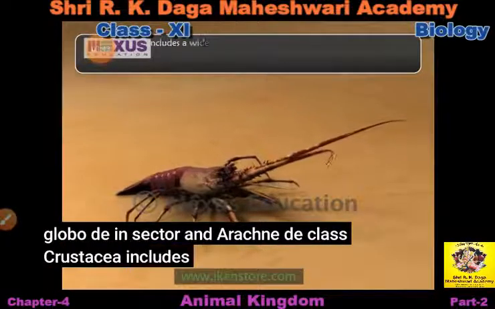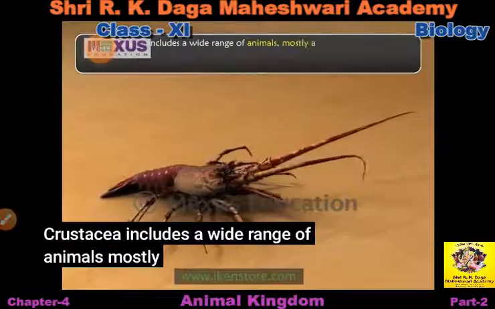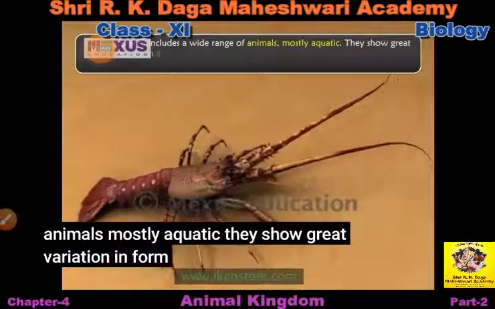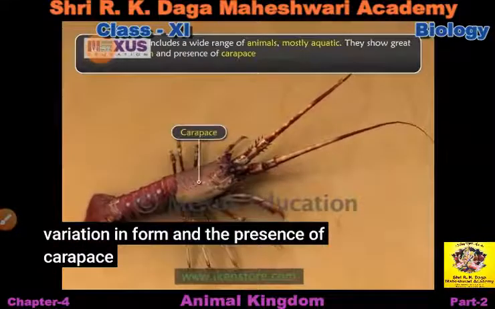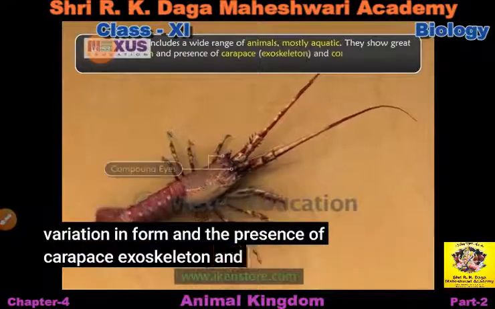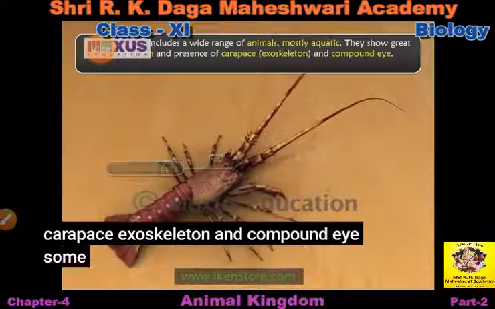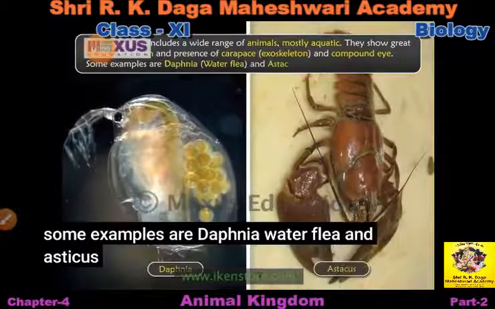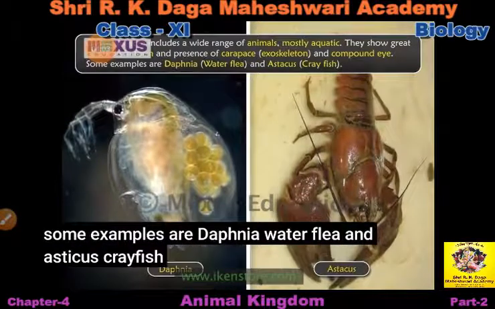Class Crustacea includes a wide range of animals, mostly aquatic. They show great variation in form and the presence of carapace, exoskeleton, and compound eye. Some examples are Daphnia, water flea, and Astacus, crayfish.